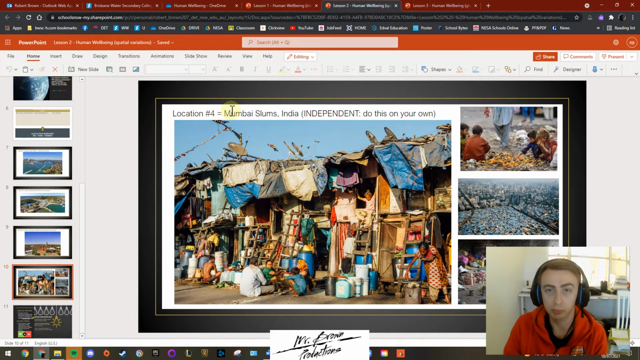This is an image of the Mumbai slums in India. Mumbai is a very large city in India. This picture, I think, highlights it really well. You can see all this rich development here, and then there's almost like a border cut-off line, and then you can see all these slums here in the same place. So there's a really big divide in human well-being in this part of the world. So make your assessment on that as well.